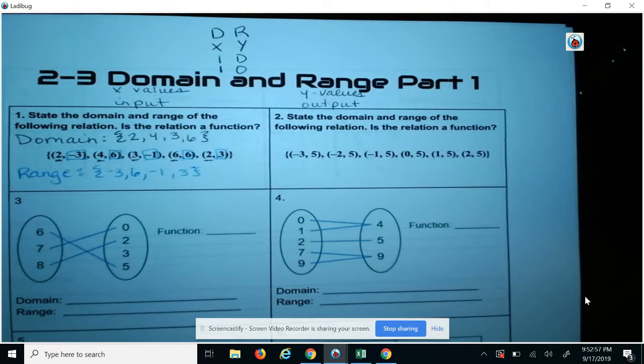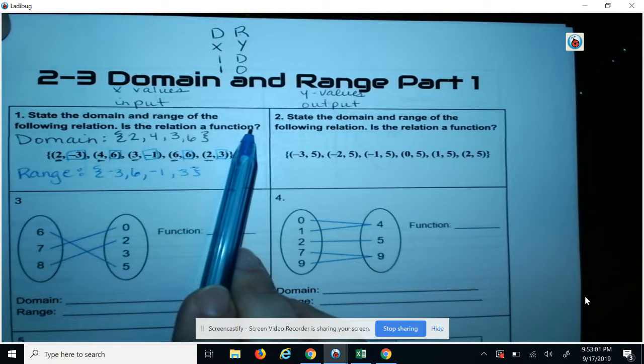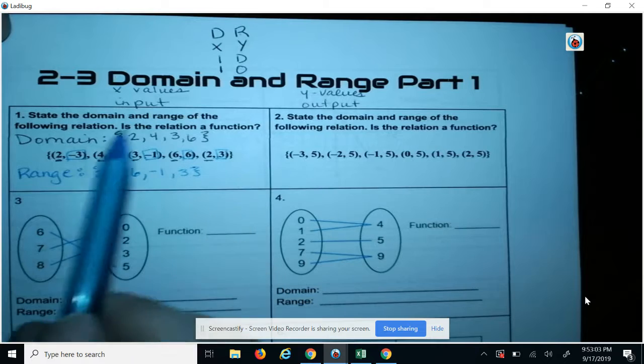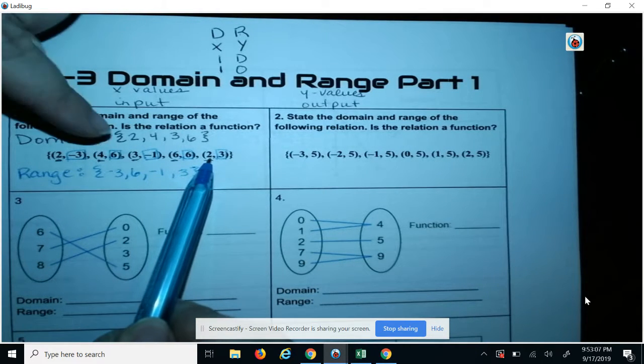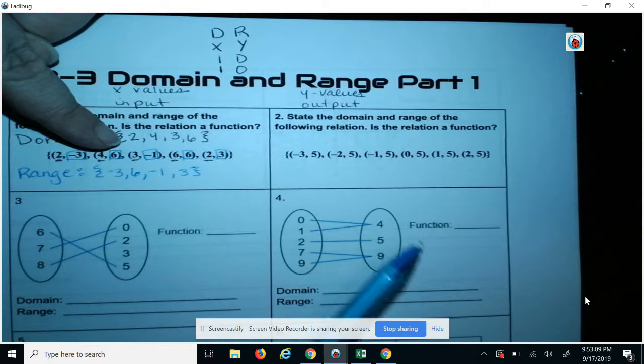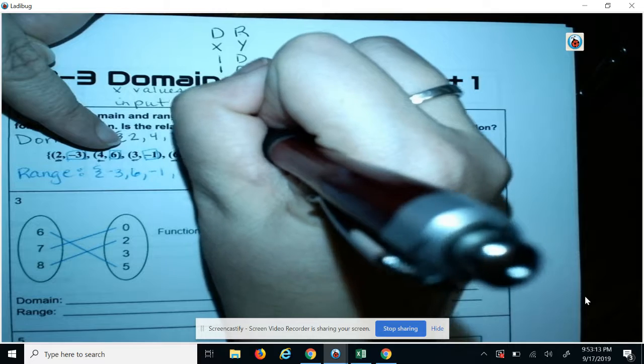And close your set. Now, is the relation a function? Well, remember we said in the domain we had a repeat of the 2 that we didn't want to write twice. So that right there tells me that no, it's not a function.